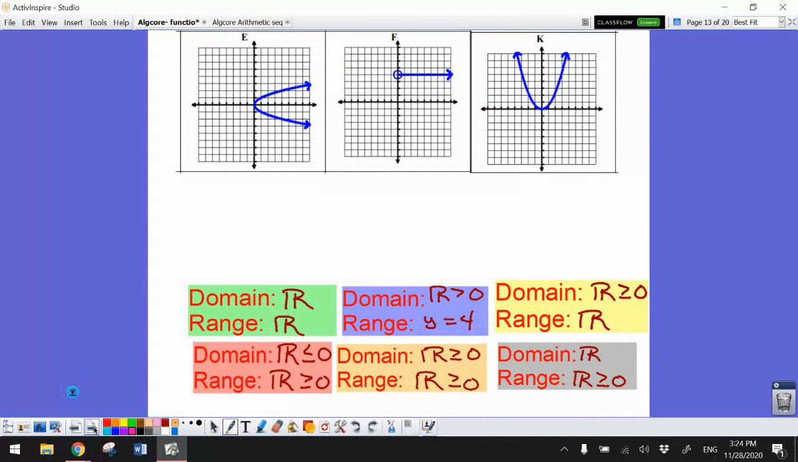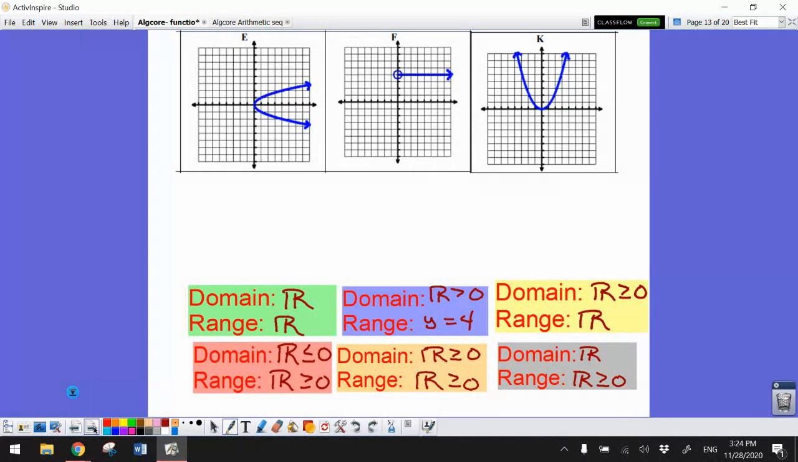Okay, let's do some matching. Let's decide if we have any of these that are real numbers, less than or equal to, greater than 0, equal to 0, what we want to do. So take a look at these for a few minutes. Let's see if we can cross some of them out.